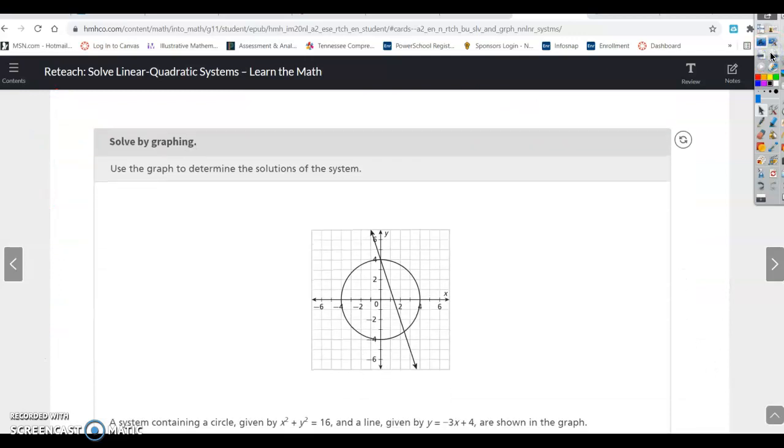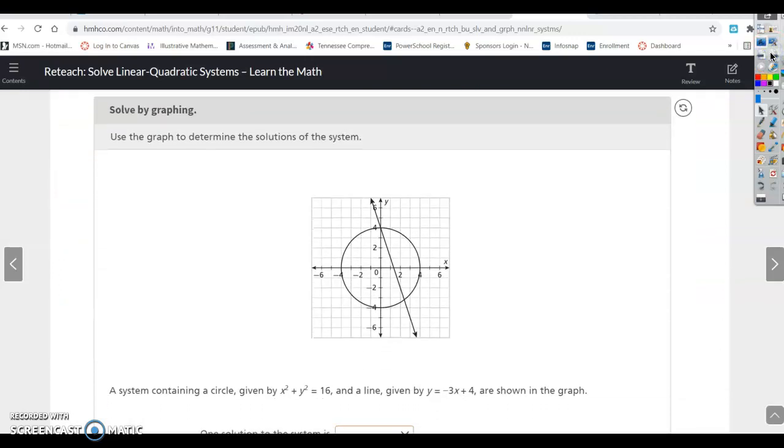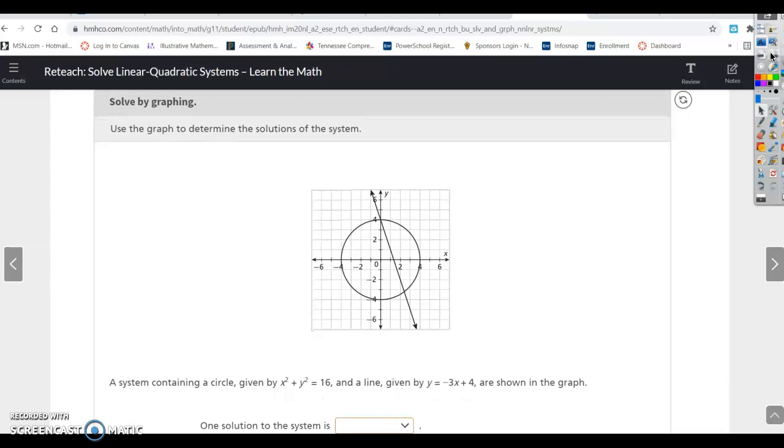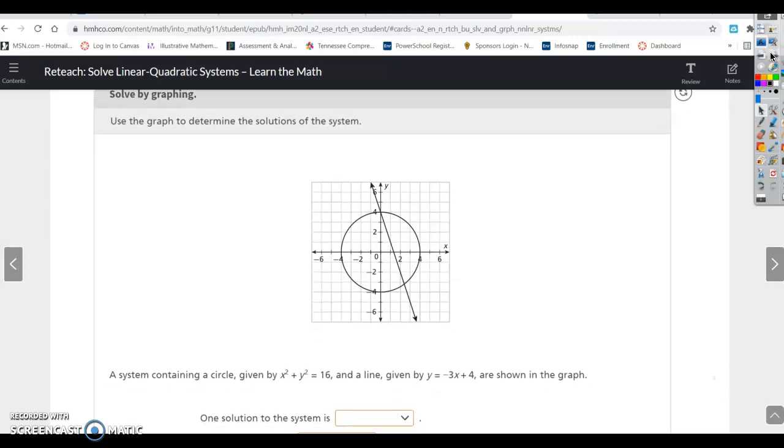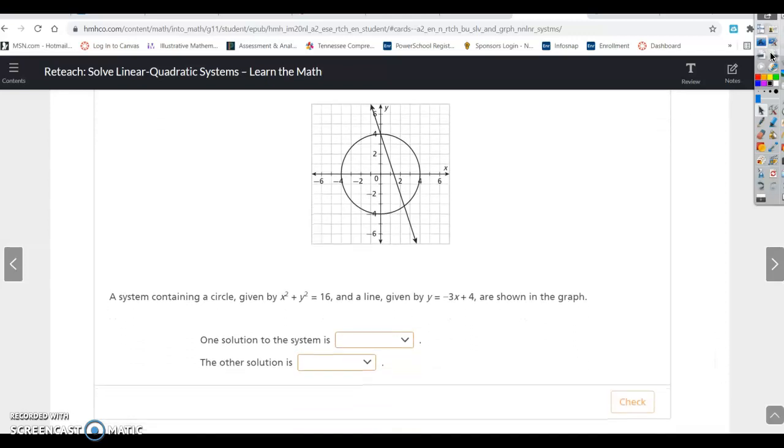All right, let's look at another system of equations. This time we're given a circle and a line. So we're given a circle and a linear equation. It says the system containing a circle given by x squared plus y squared equals 16 and a line y equals negative 3x plus 4 are shown. One solution is, okay, so here's 0, 4. 0, 4 is one solution.